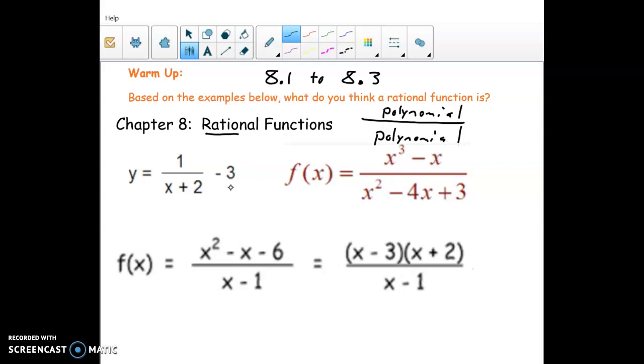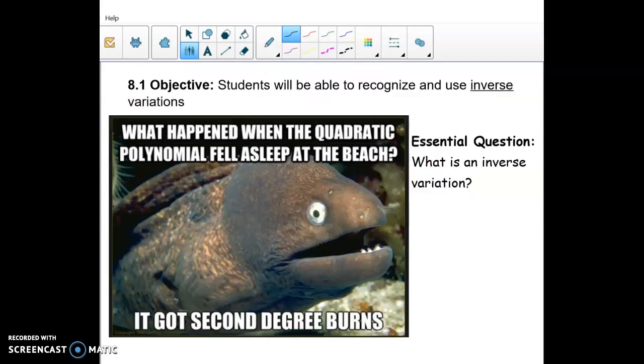The polynomials can be really simple. Like here, the polynomial in the numerator is just 1. That can be really simple, but it still counts as a polynomial, and that's a rational function. It's just polynomial over polynomial. In this first lesson on 8.1, we're just going to learn about a basic rational function, the inverse variation function. We'll have some equations for this, and we'll get them down here as we go.